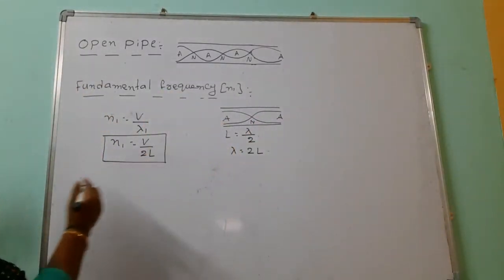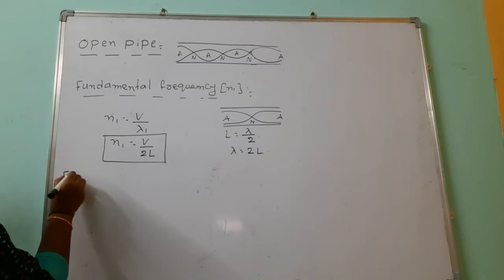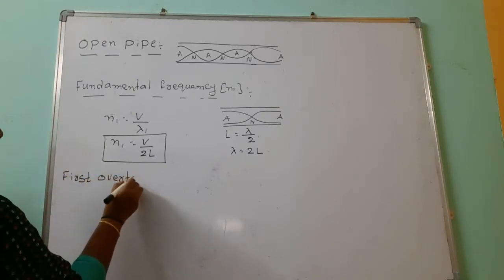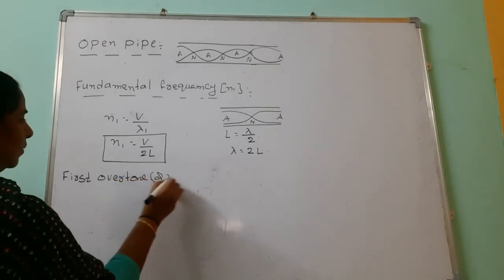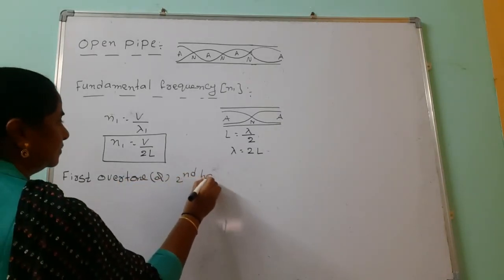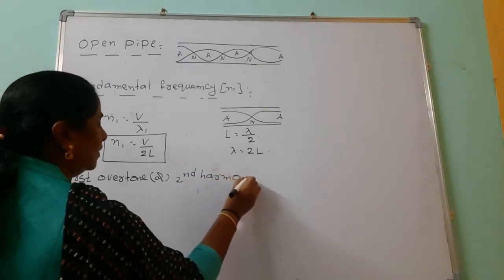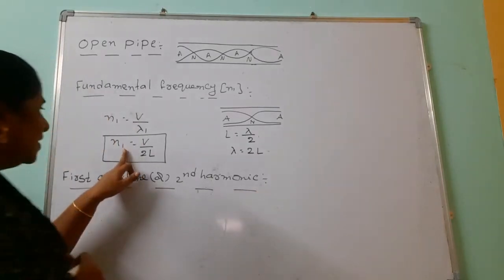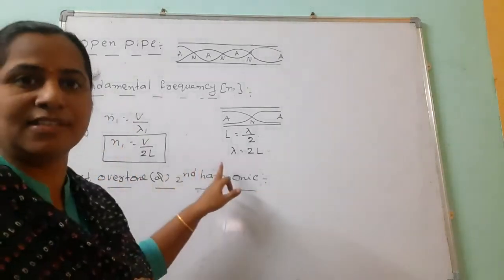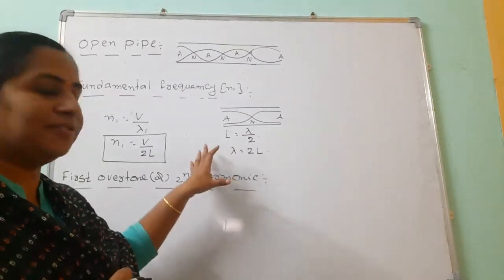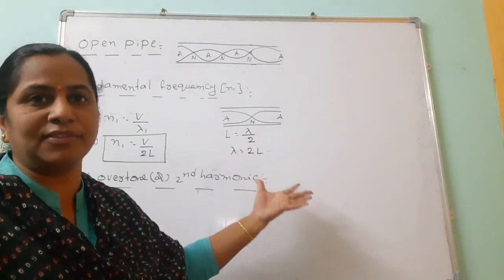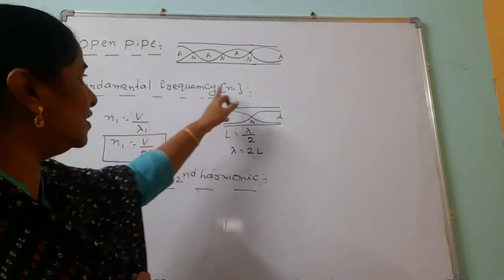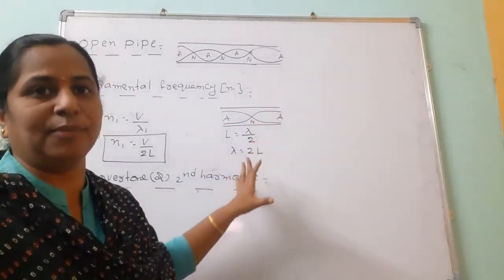Now we are going to discuss the first overtone or second harmonic. First of all, what is an overtone? If the frequency is greater than the fundamental frequency, those are called overtones. And if the frequency is an integral multiple of the fundamental frequency, those are called harmonics. Here the fundamental frequency we can also call the first harmonic.